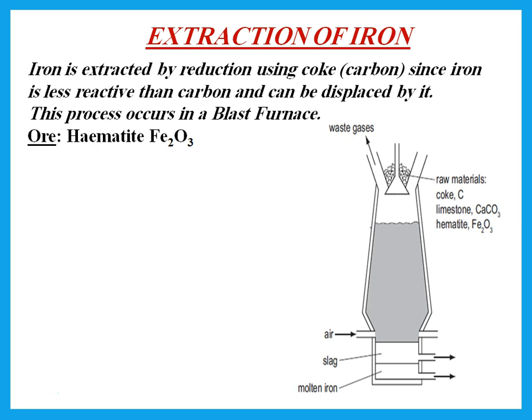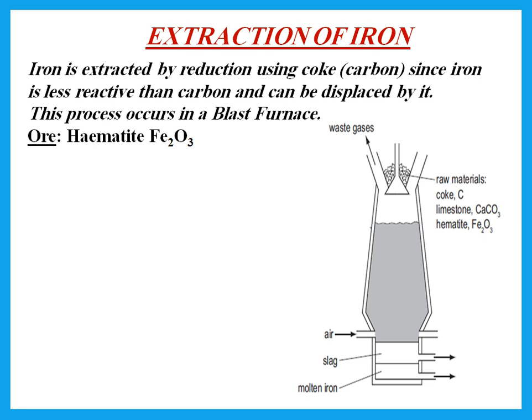When we do extraction of iron, I don't need to do electrolysis. Why? Because iron is less reactive than carbon. So I can extract it by reduction using carbon. Iron is less reactive than carbon, so it can be displaced by it. So we do extraction of iron in a huge blast furnace. Remember, the ore of iron is hematite, and hematite is iron(III) oxide, Fe2O3.